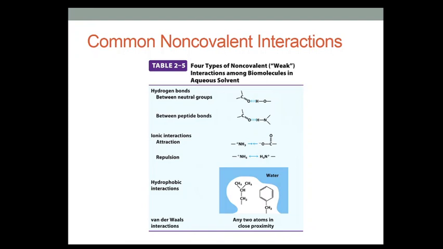Now, we have to talk a little bit more about contributions here. You should remember that these are non-covalent interactions. These are going to be weaker interactions relative to covalent bonding. As a reminder, an input of about 350 kilojoules of energy is required to break 1 mole of carbon-carbon single bonds.